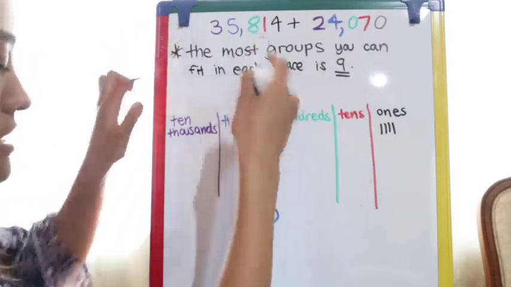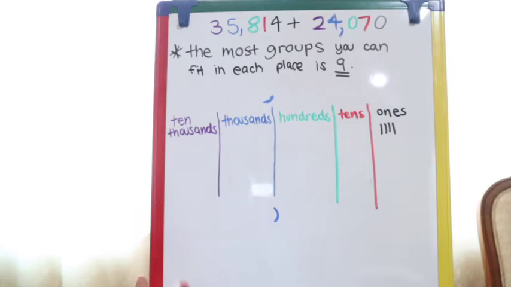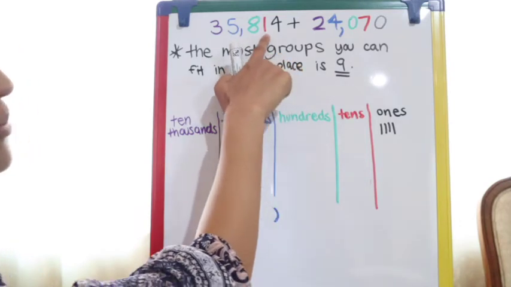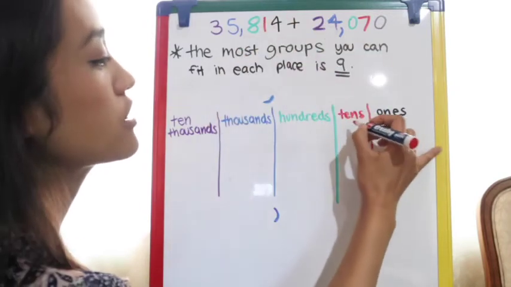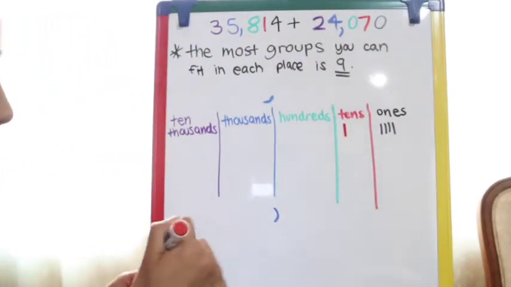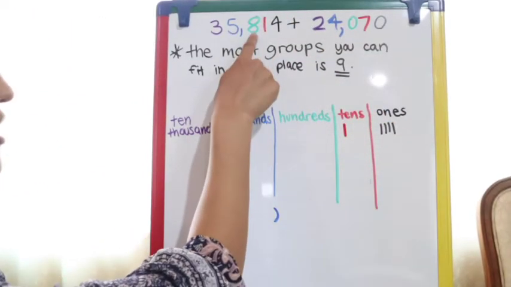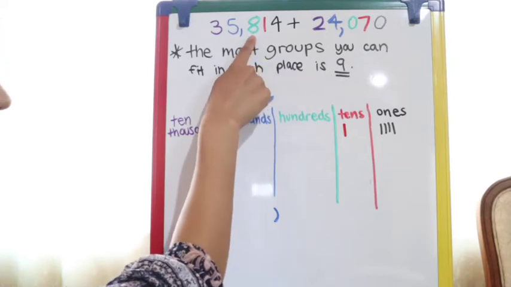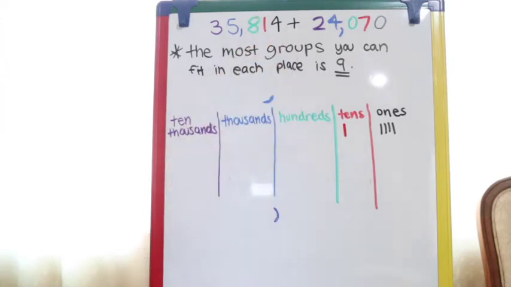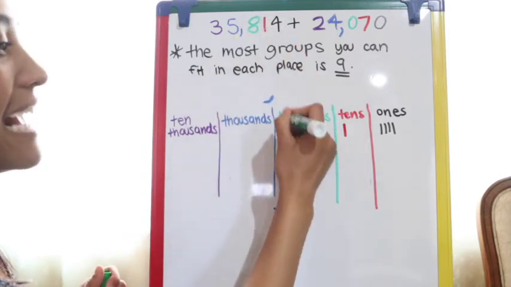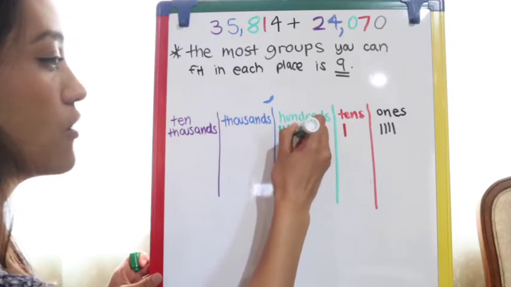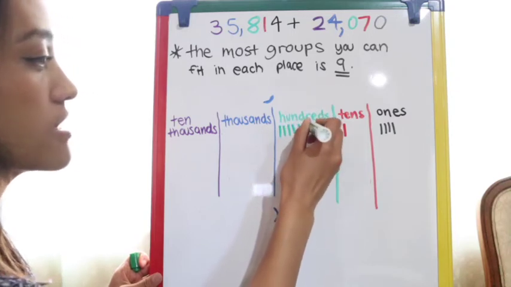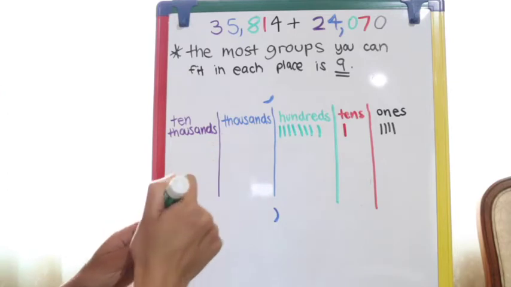Alrighty, moving on to the tens place. I'm going to switch my marker to red. How many groups do I have right there? That would be 1. So I'm just going to draw one little line. Moving on to our hundreds place, we have 8. So I'm going to draw 8 lines. 1, 2, 3, 4, 5, 6, 7, 8.